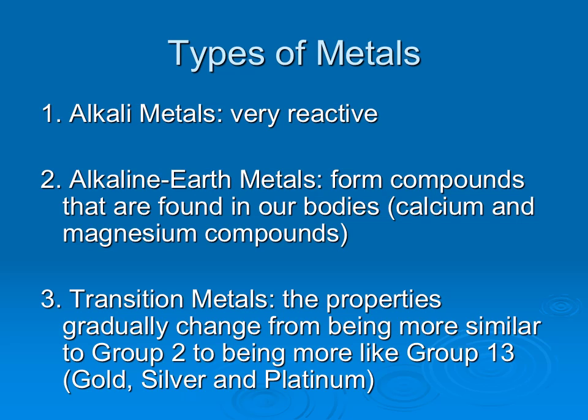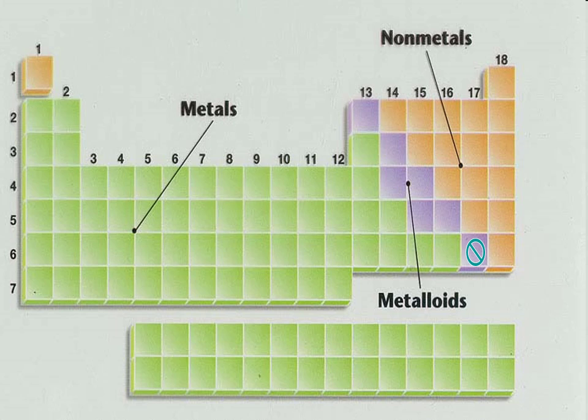So, the different metals in the grocery store. Alkali metals, these are very reactive. These are in group 1 of the periodic table. Alkaline earth metals, they form compounds that are found in our bodies, calcium and magnesium compounds. And then we have transition metals. These properties gradually change from being more similar to group 2 to being more like group 13. So these are the ones that go from 3 through 12 that are in that lower part of the periodic table. Okay, so look at that lower part, 3 through 12. Those are all transition metals.